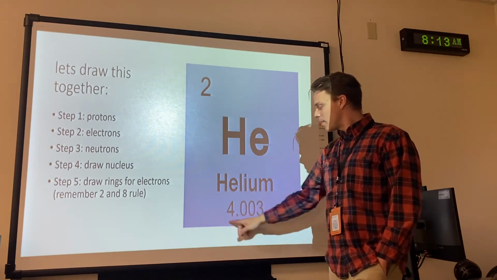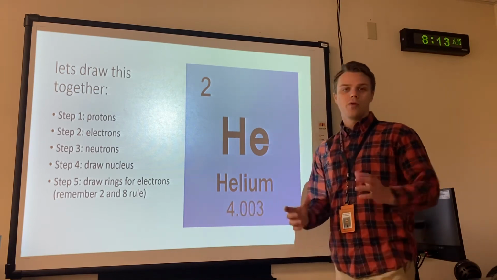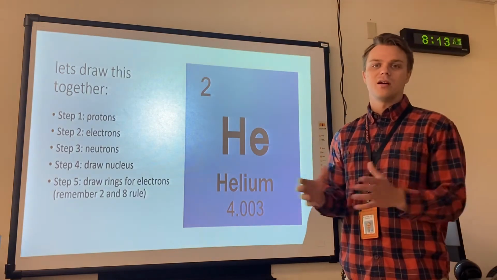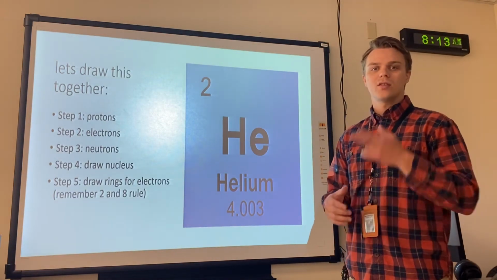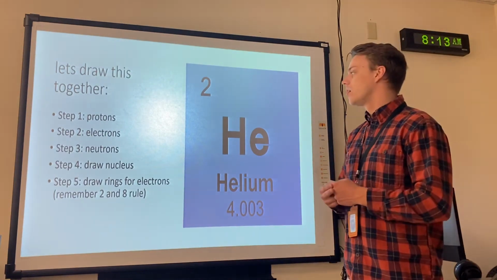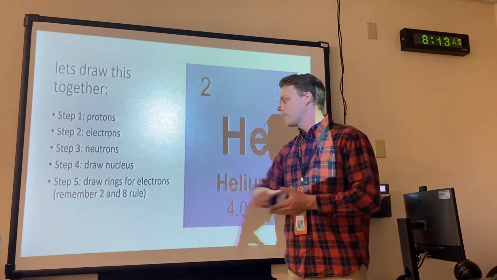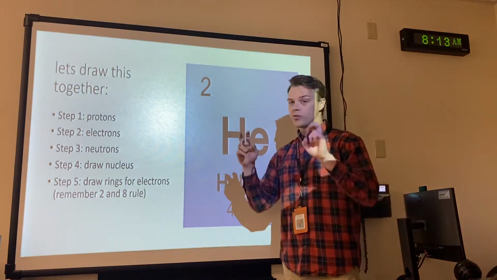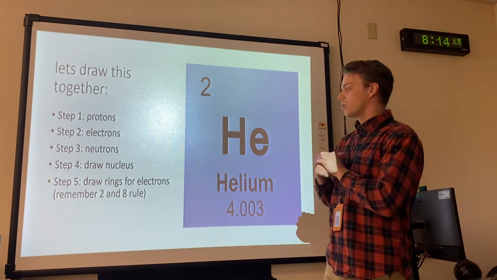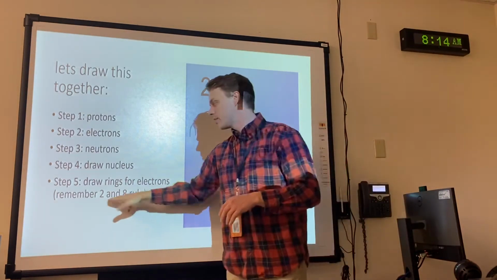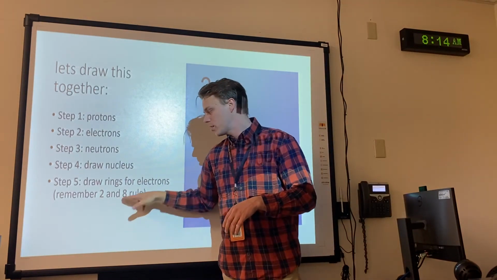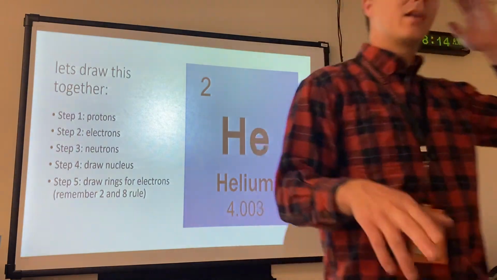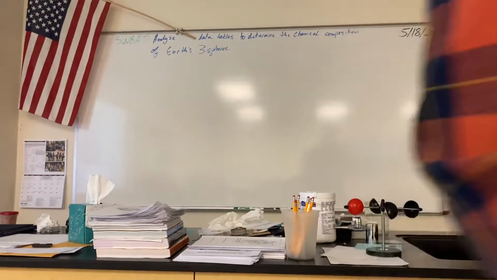And since we have an atomic weight of 4, that means we need to have 4 things in the center of our atom, its nucleus. So that's 2 protons, 2 neutrons. And that's what we'll draw. And then we'll draw the ring, or rings, right? In this case, we're only going to need 1 ring. And we're going to remember the 2-8 rule. The first shell can hold 2 electrons. The second shell can hold up to 8 electrons. So let's draw this out. Let me show you on the board.